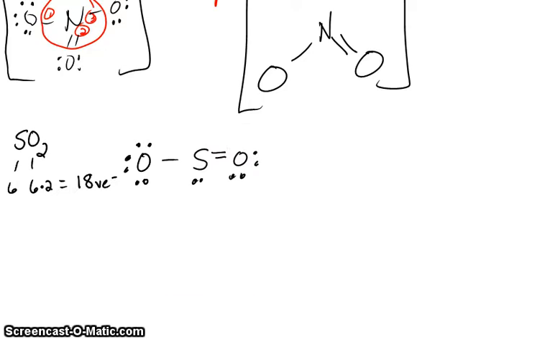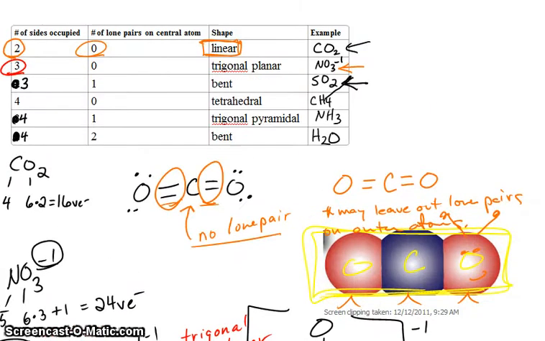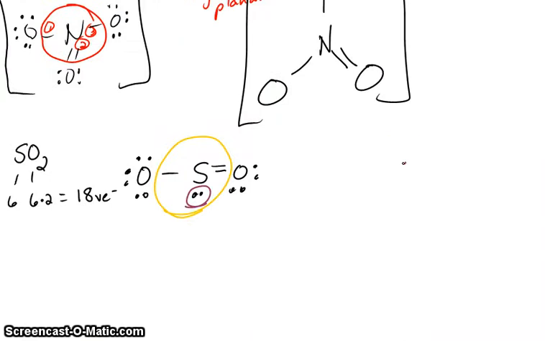So then I'm going to look at my central atom. I'm going to say, okay, what's around the central atom? How many sides are occupied? The central atom has 1, 2, 3 sides occupied. How many lone pairs does the central atom have? The central atom has 1 lone pair. And when I get that, our chart tells us that that is bent. 3 sides occupied, 1 lone pair gives me a bent molecule. What is that going to look like? It looks a little like this. I like to put my lone pair on top, but technically it doesn't matter. And I'm going to go over here and over here.